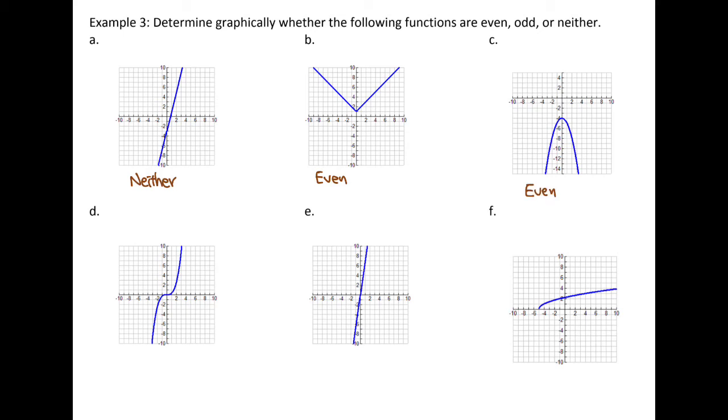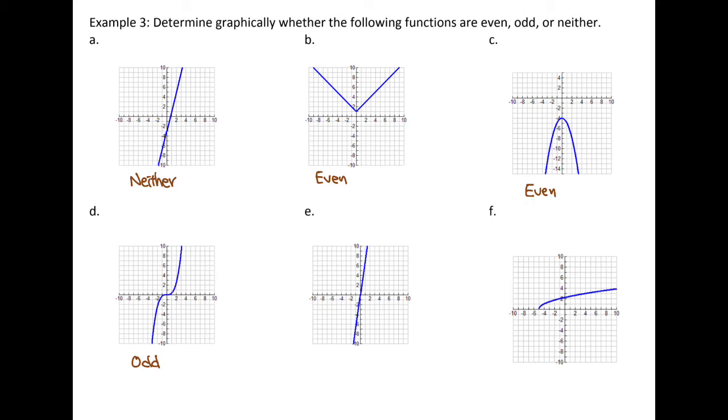Part D, the graph looks like it has a rotational symmetry. Let's use a point to check. The point here is (2, 3), and the point (-2, -3) is also on the line. Therefore, it is an odd function.